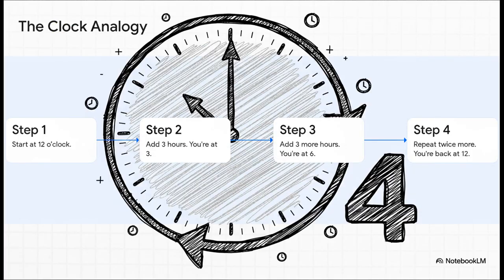Okay, let's make this super simple. Think about a clock. Let's say you start at 12 and you decide to jump forward 3 hours at a time. Your first jump lands you at 3, then 6, then 9, and one more jump, and bam, you're back at 12. It took you exactly 4 steps. That number, 4, that's the length of the cycle. And that is the absolute key to understanding this whole thing.